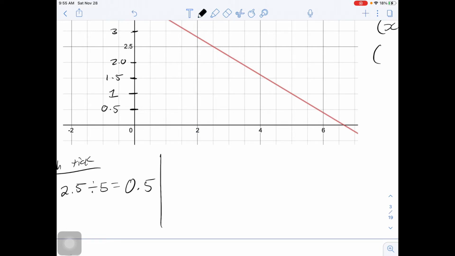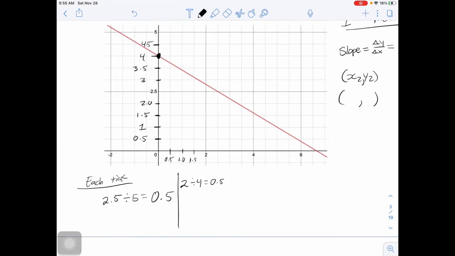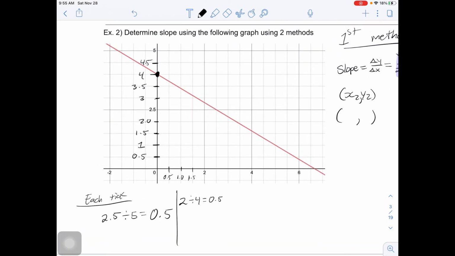So in this case, our first value tick is 2. It's broken up by 1, 2, 3, 4. And 2 dividing 4, well, that gives us also 0.5. So each tick is 0.5. So 0.5, 1, 1.5, 2, so on and so forth. So we were able to figure out this point.